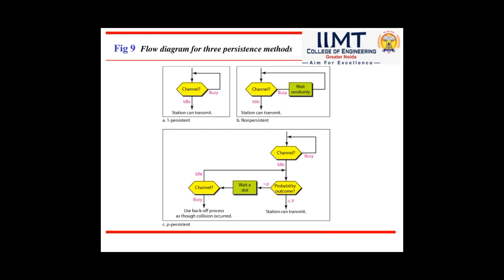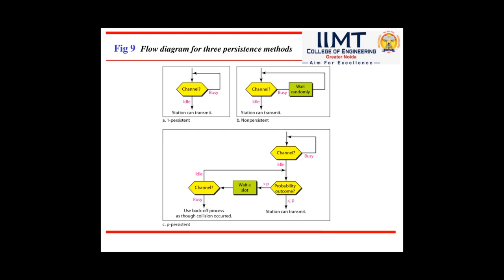So here you can understand, if the channel is busy, they continuously sense the channel, and if the channel is idle, then it calculates its probability outcome. Based on the value of the probability outcome, it is decided whether the station will transmit the frame or not. If the value is greater than p, then it again waits for a slot. And if the value of the probability outcome is less than or equal to p, then it sends its frame. Now what is the probability outcome?